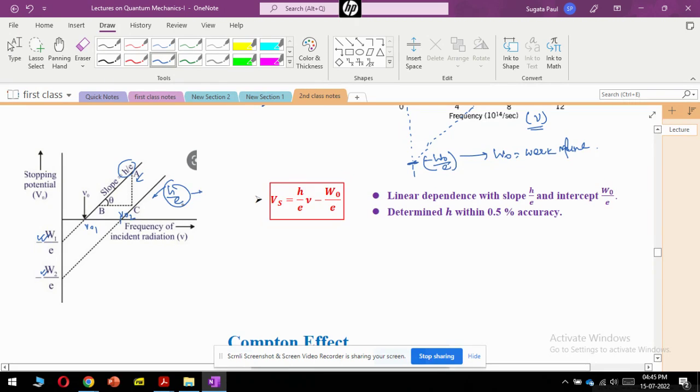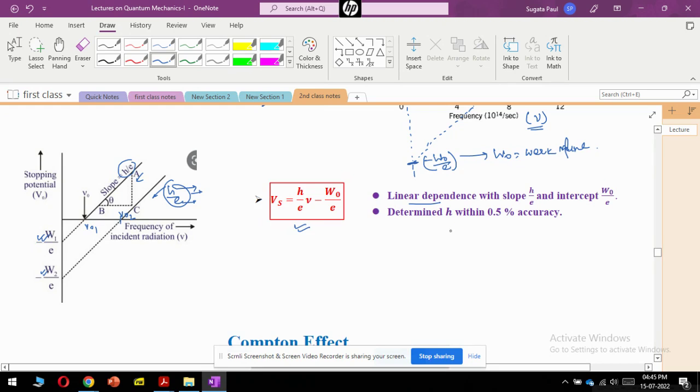because h by e is a universal constant, e is a universal constant, h is also a universal constant, so the slope of the line will be constant. Only the intercept value will be different depending on the different work function of the metals, and the cutoff frequency values will be different depending on the metal. This is the basic equation that is followed here.